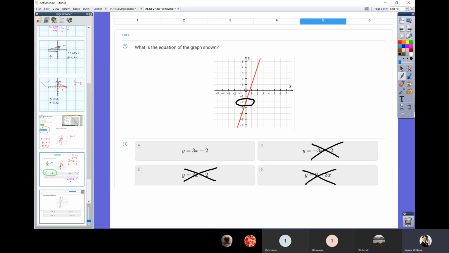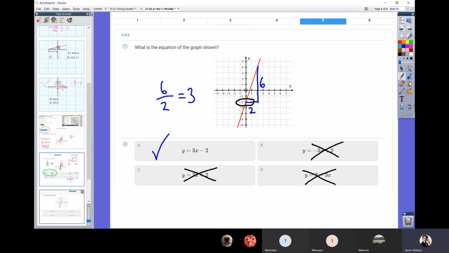Now, if I wanted to show that the gradient is 3, I could take a triangle of my choice. Let's just make sure it's nice whole squares. I could have taken that triangle. That would have had a height of 6, a base of 2, 6 over 2 equals 3. So that had to be answer A.